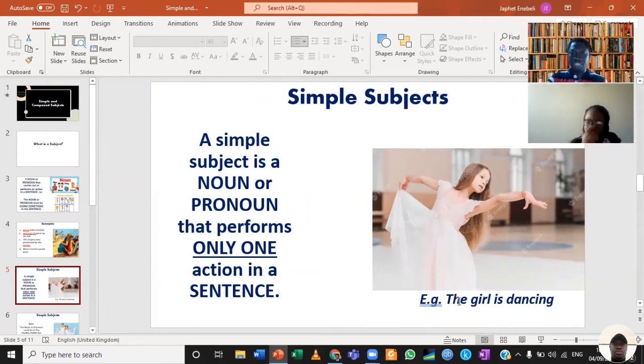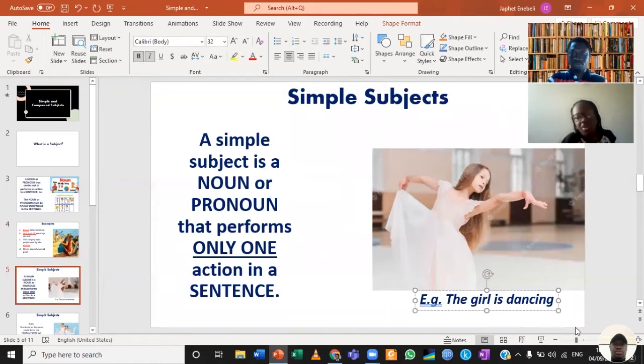For example, can you read this, please? The girl is dancing. Now, what's the subject? The girl, right? The girl. What is the action? Dancing. So the girl is dancing. So a simple subject contains one subject performing one action.